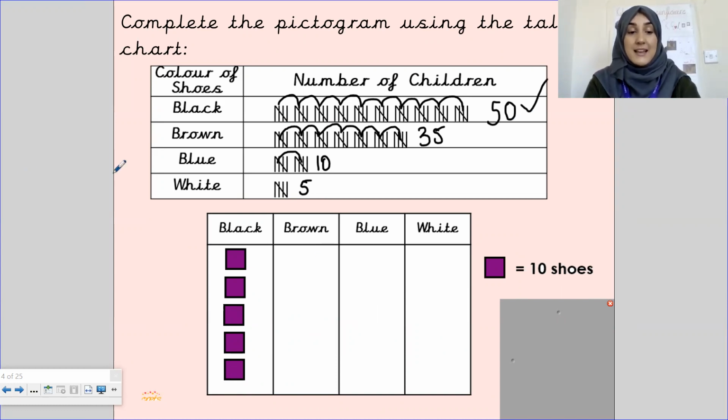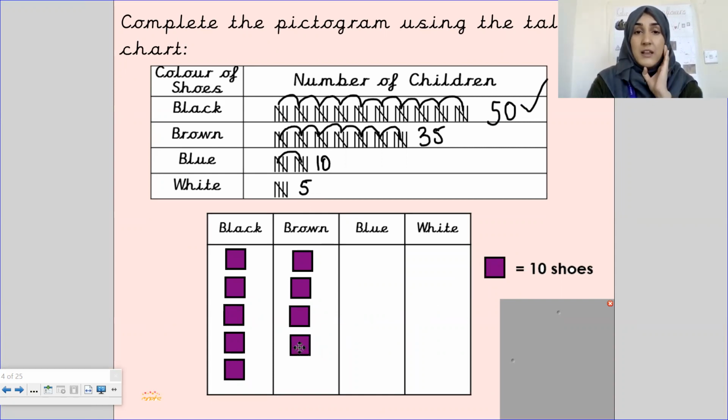Now I'm going to do the next one, which is brown. There are 35 children that have brown shoes. So let's use my square and I'm going to do 10, 20, 30. Oh, hang on a minute. I can't do 40 because it's only 30.